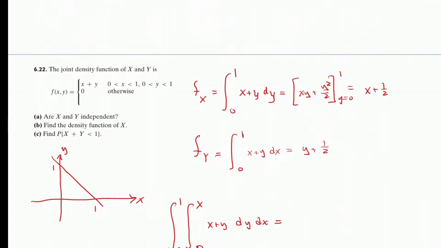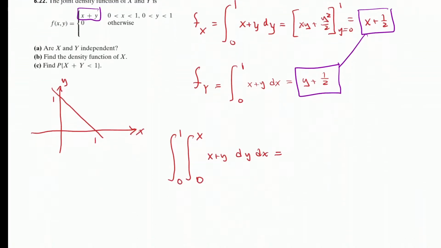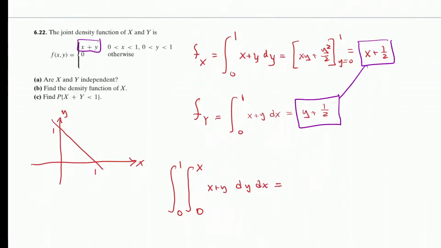So I did the marginal density functions anyway. That's the marginal density function of x and y. And of course, the product of those does not equal this. So x plus 1/2 times y plus 1/2 doesn't equal x plus y. So that's out the window there. But then in terms of that last part, apparently I did that. So that was good.